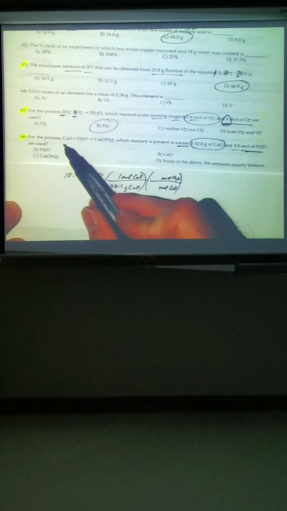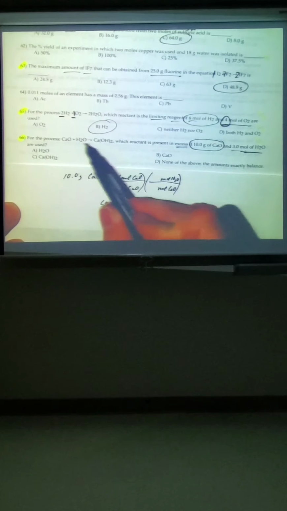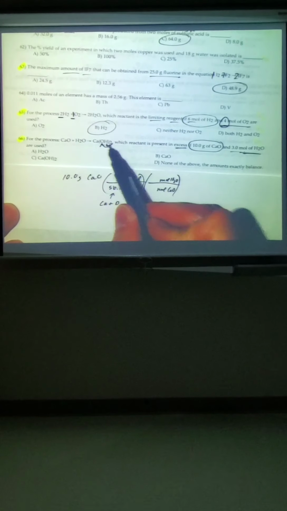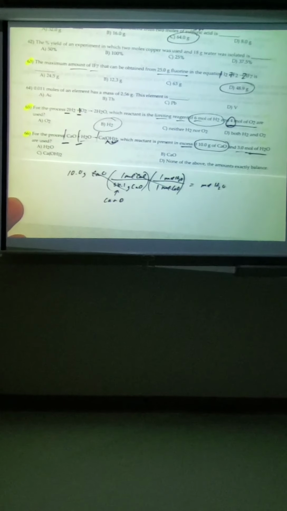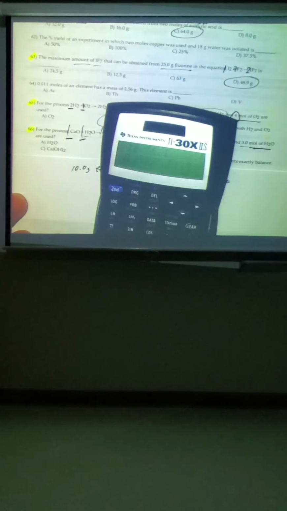In the balanced chemical equation, we have 1 calcium, 2 oxygens, 2 oxygens, 2 hydrogens, 2 hydrogens, so this is a 1 to 1 to 1. So this is just 1 calcium oxide to 1 water. So I didn't really do much other than cancel some units. We're left with moles of H2O. We're going to compare to 3. We either have enough or we don't. So 10 divided by 56.1 times 1 over 1 doesn't do anything. We get 0.178.